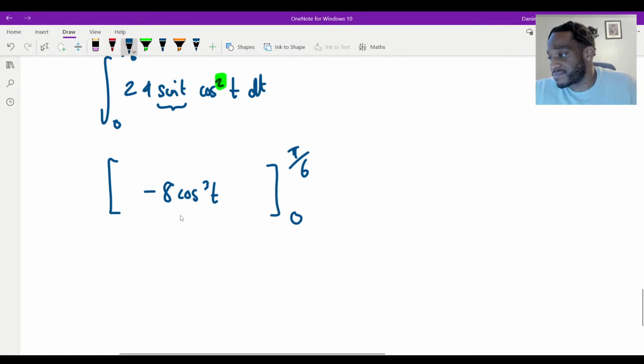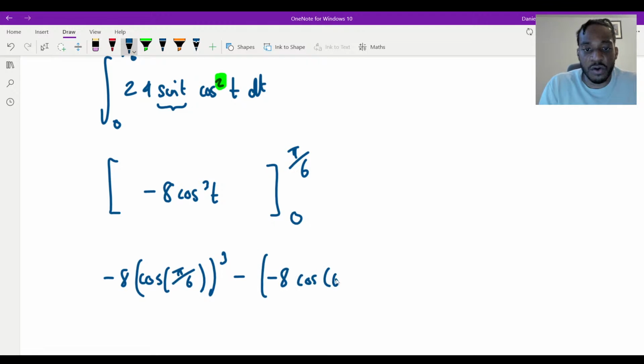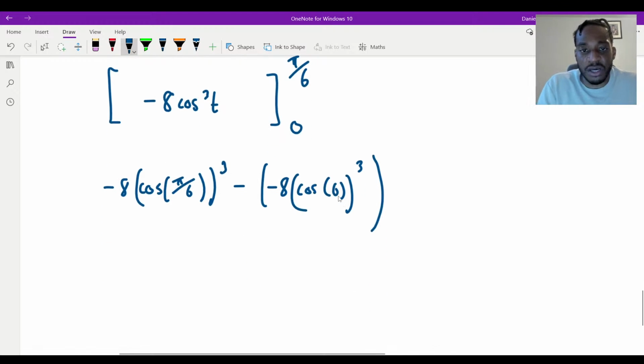It's easy. Brilliant. So now doing this, it's going to be minus 8 cos, and I'll write it like this because I'm plugging into my calculator, pi over 6, all cubed, minus minus 8 cosine of 0, all cubed. Now, let me just see where the cubed is. Yeah, that's fine. And then close bracket there. So now I just have to work these out. This is not too bad.